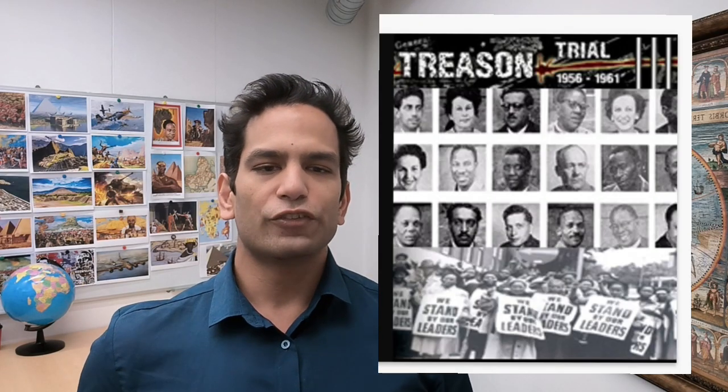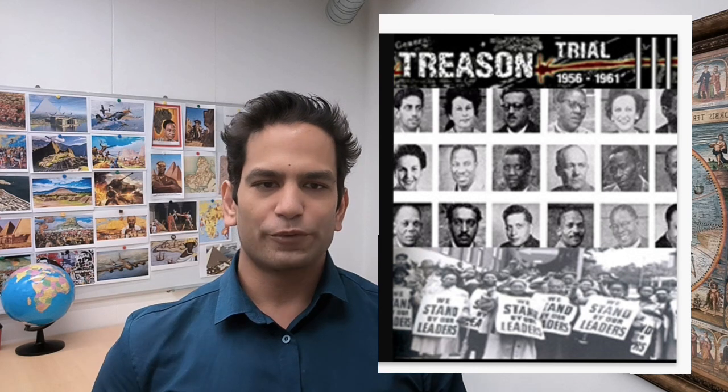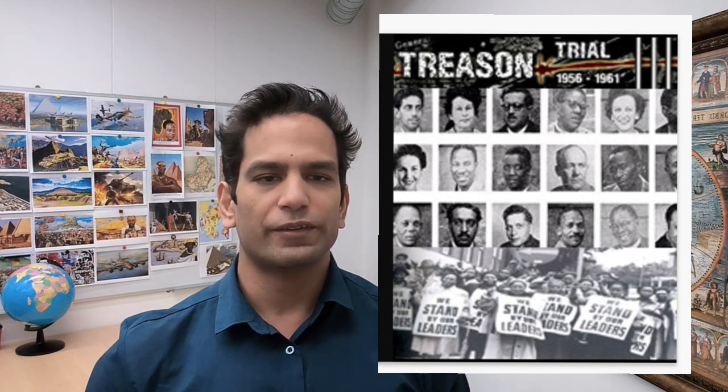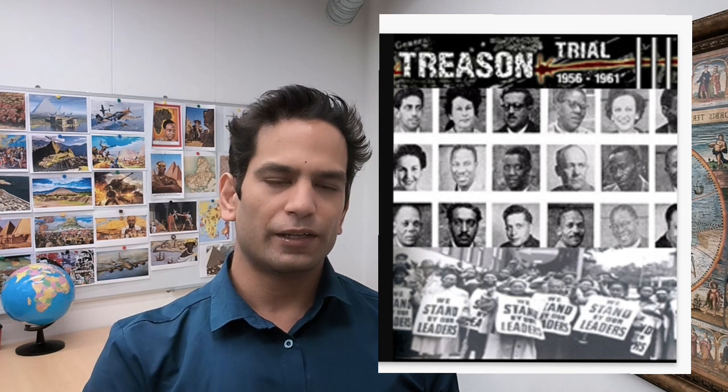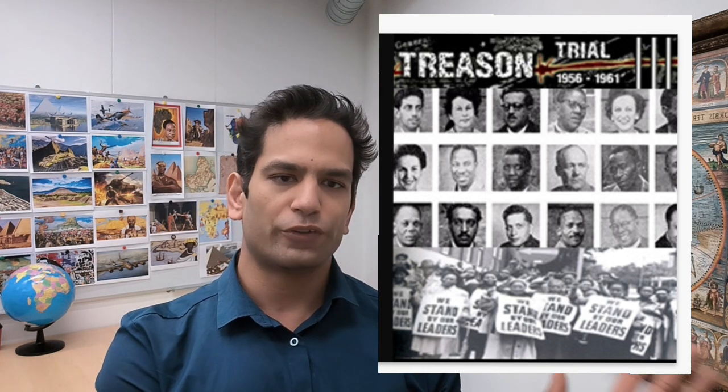Another thing is that it helped galvanize, because during the court cases, volunteers would go outside the courts, carrying signs saying, "We support our leaders." So it actually helped to mobilize people to support the leaders who were put under treason trial.